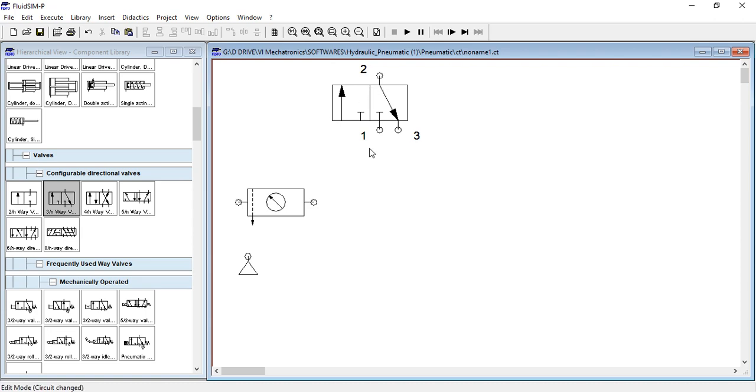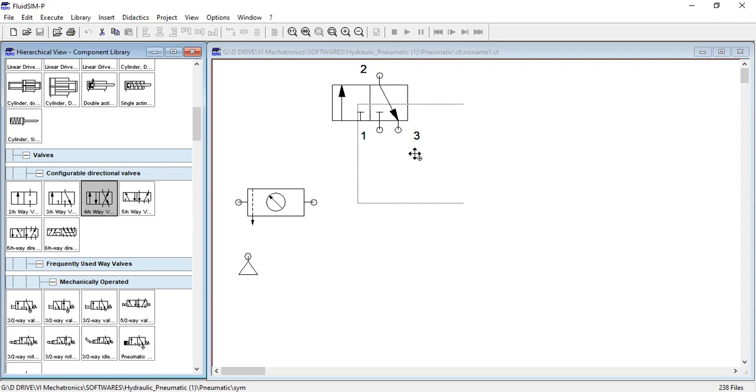Now, depending on the working and everything, we will discuss. First, we will see what are the basic types. So this is 3 by 2. Now next, let me tell you that 3 by 2 valves are generally used to operate a single acting cylinder. That we will also take up next. So the first valve is 3 by 2.